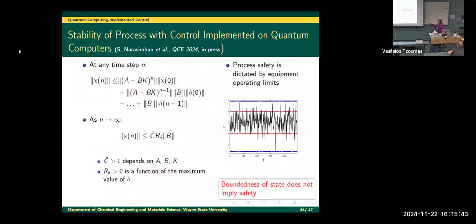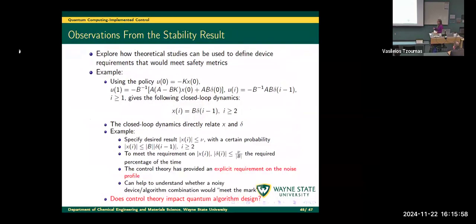But this still might not be good at all because process safety is going to be dictated by the equipment limits. So let's say that these were the equipment limits and this was the bound that we calculated in this expression, then now this isn't so great. So boundedness of our state doesn't imply safety. So does that mean that we're done for? And so we can't use any noisy quantum device?